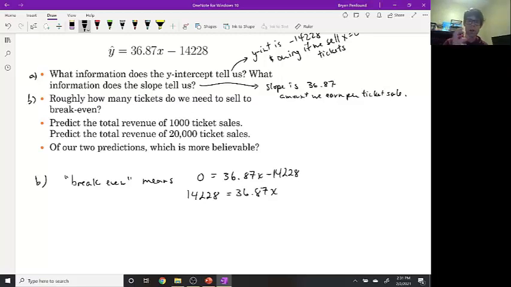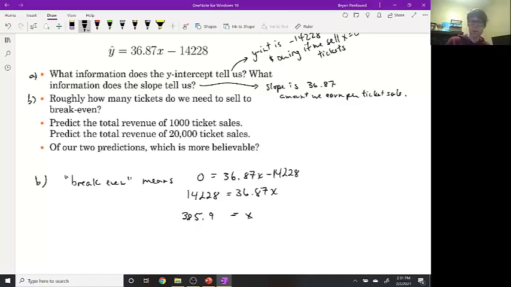gives us the following relationship. It means I want to figure out how many tickets I need to sell in order to pay back that original debt of $14,228 that I owe. If we take this number, 14,228, and divide by 3687, we get that X is equal to 385 point, let's say 9.